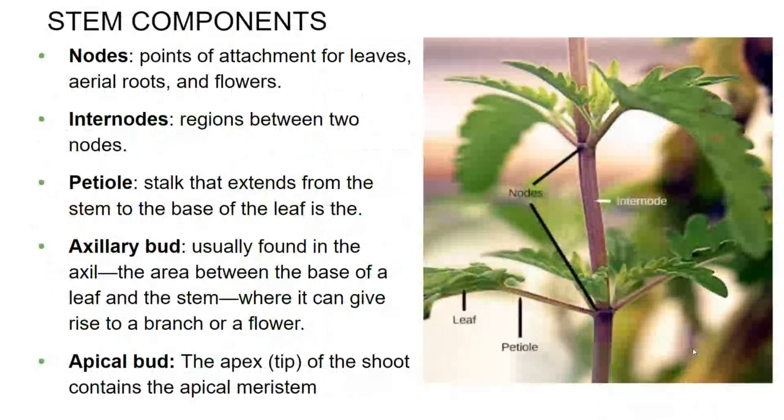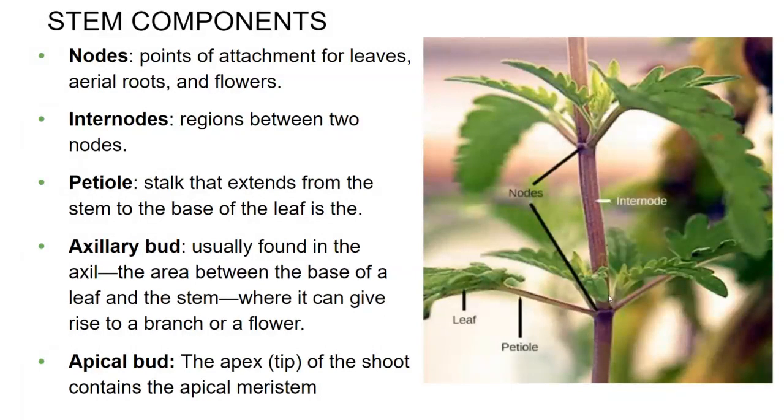Let's talk about stems. I'm not going to spend very long on stems. Nodes of the stem is where the branches come off, or where the leaves come off. So these branches are attached to the main stem at a node. If this is a node and this is a node, then what is in between? An internode. That's about as much as we need to know.